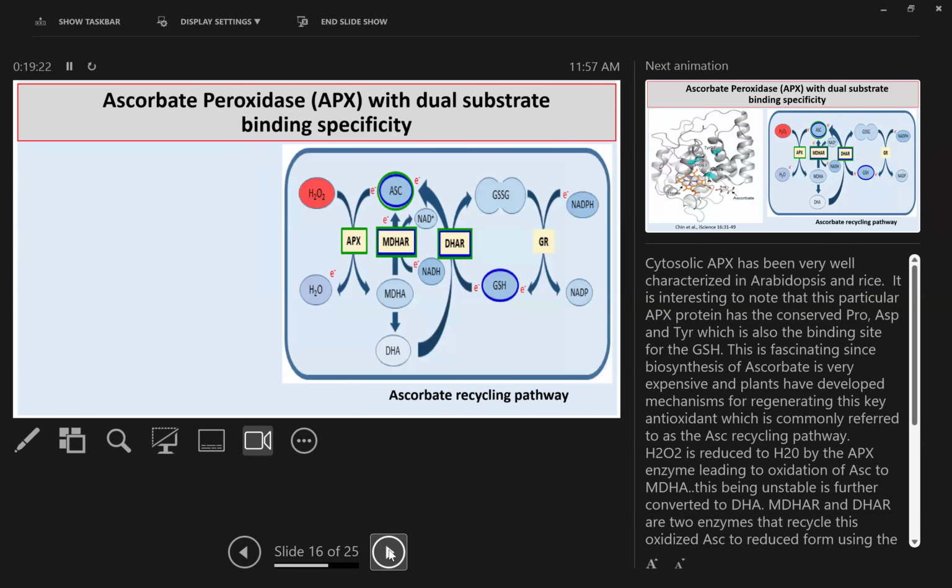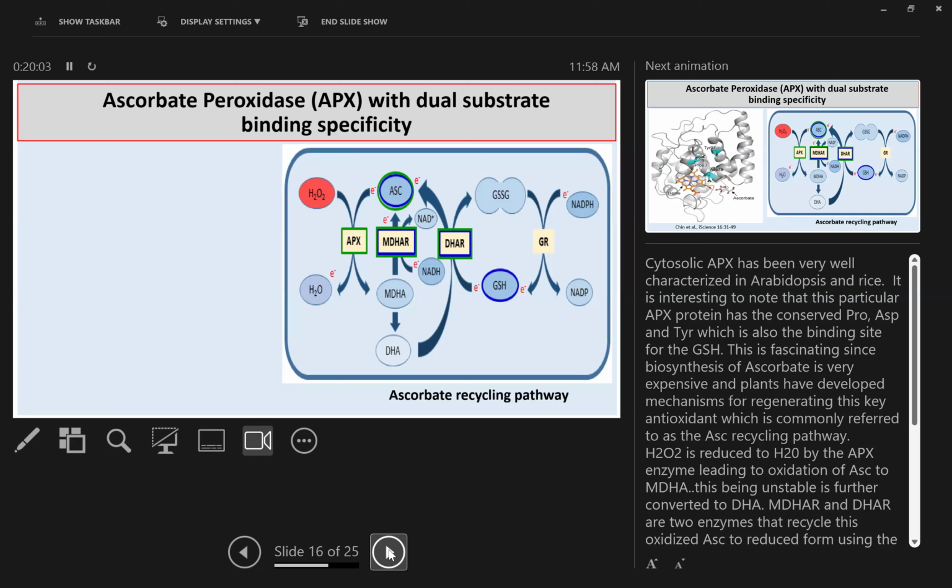I want to tell you why this particular enzyme is exciting from a biochemistry point of view. APX stands for ascorbate peroxidase. It's an enzyme that is very important for detoxifying reactive oxygen species, which are usually produced in response to any kind of biotic or abiotic stress. Ascorbate peroxidase reduces hydrogen peroxide to water, and in the process it itself gets oxidized to MDHA, monodehydroascorbate, which is very unstable, and will spontaneously oxidize itself into dehydroascorbate, DHA.